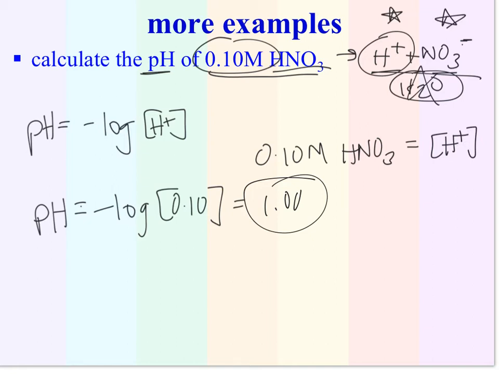So guys, with strong acids, the ionization is considered to be 100%, and only if the concentration is very, very low, lower than 1.0 times 10 to the negative 7 molar, do we need to consider any protons or any H+ produced from the autoionization of water.